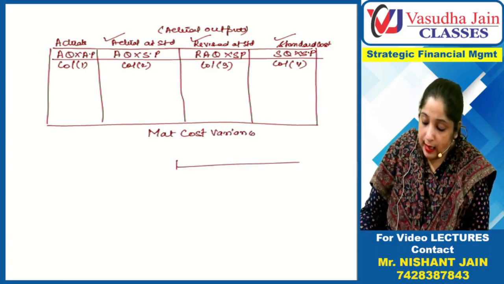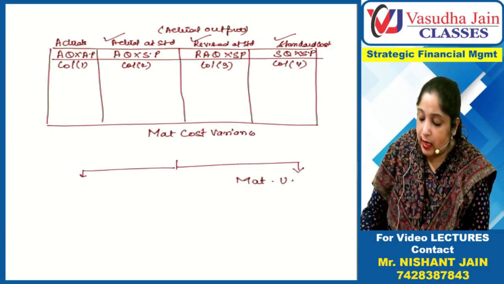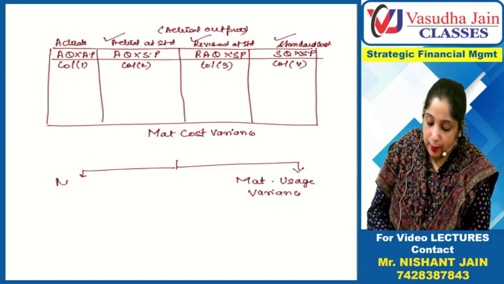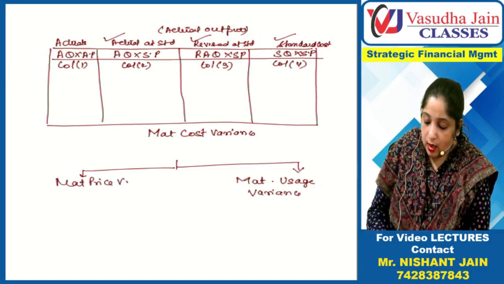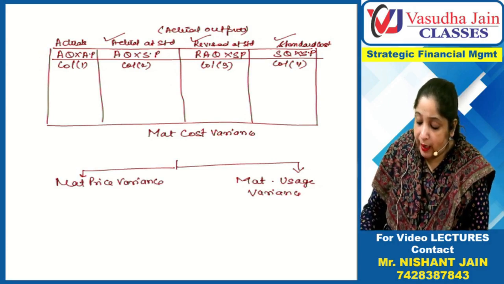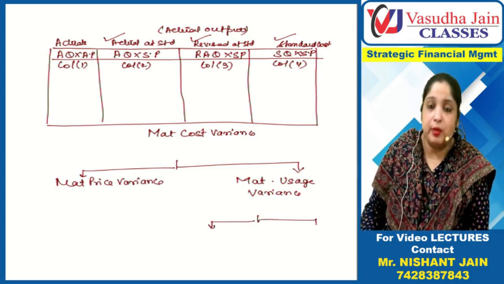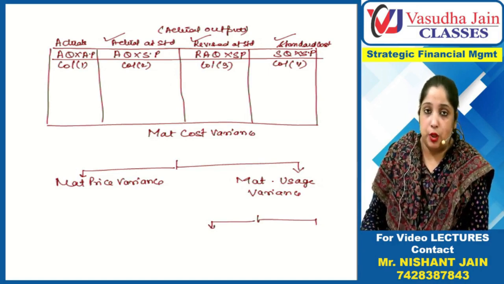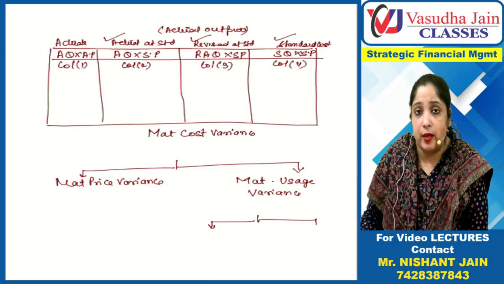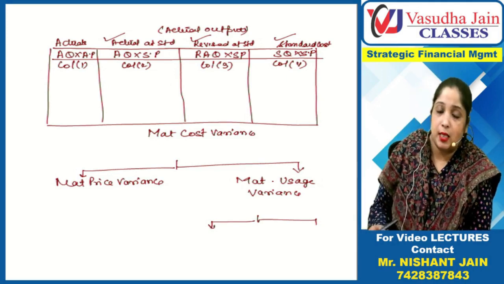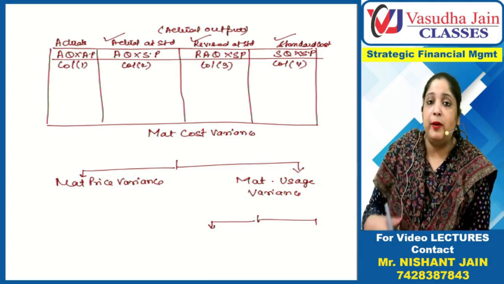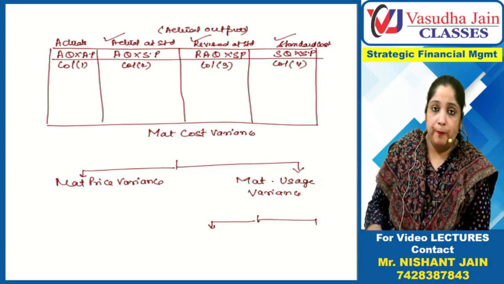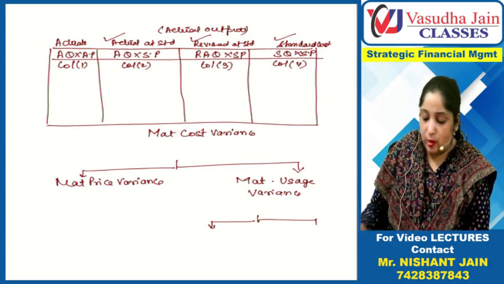Leave some space and then classify it into two parts. This will be termed as material usage variance and this will be termed as material price variance. This we will do in order to speed up our calculation, because if we continuously think about concepts, we might take more time in solving the question. For the first 10 questions we are going to do it with concepts, but then we have to speed up, so we will be using these presentation techniques.